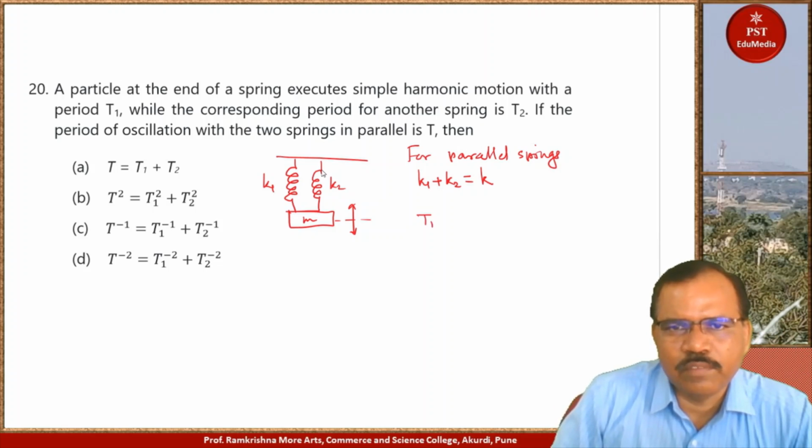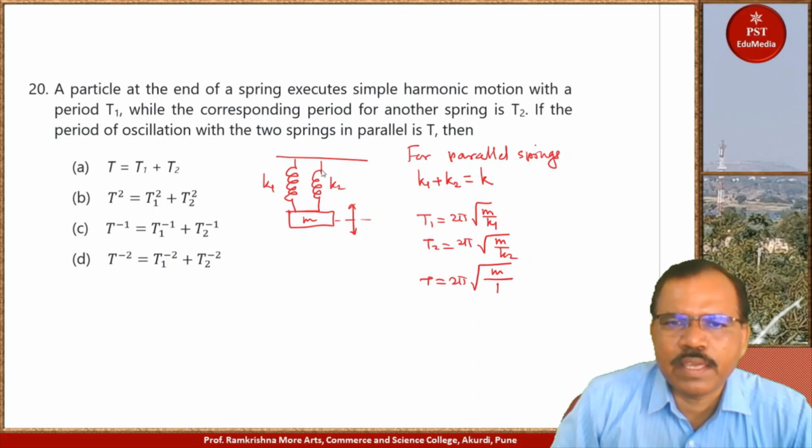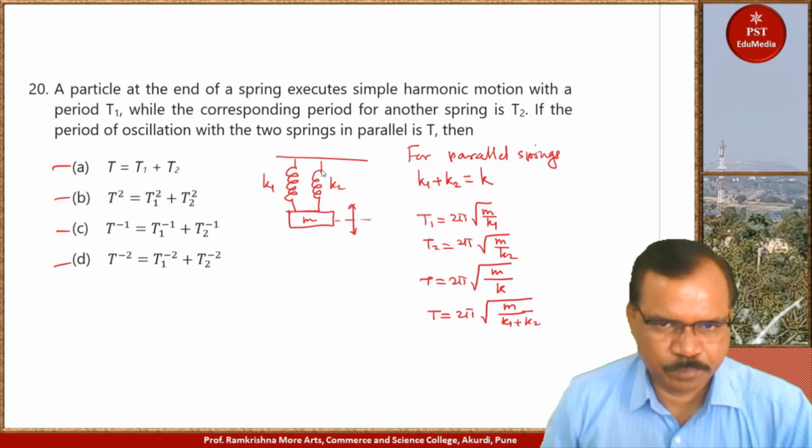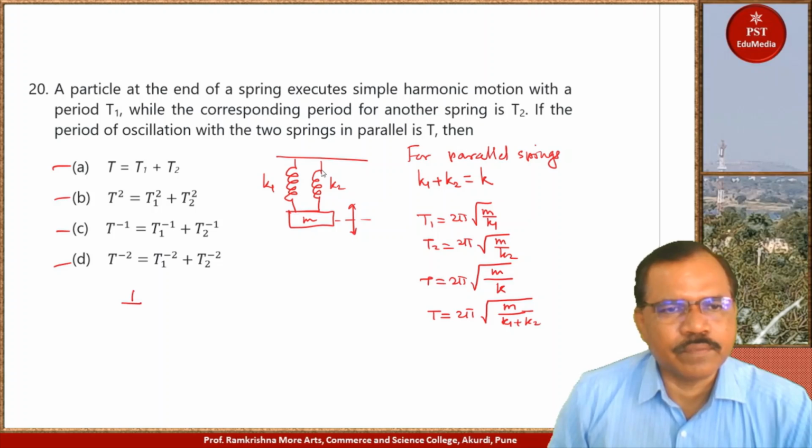Now we know T1 is what? 2 pi under root M by K1. T2 is 2 pi under root M by K2. And T is what? 2 pi under root M by K. So T is equal to 2 pi under root M upon K1 plus K2. Now we have to find whether this is correct, this is correct, this is correct, or this is correct. So let us take 1 upon T.